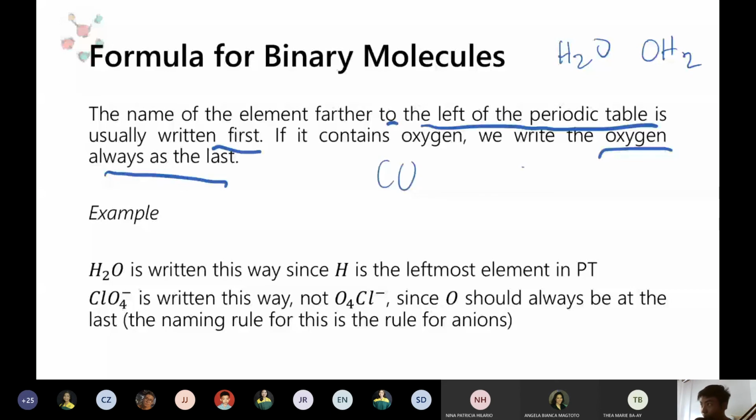So in CO2, oxygen is at the end. It can't be O2C, right? Why? Oxygen should always be last, and carbon is on the left side of oxygen. Ano pa? Ayun lang. So ganun lang. Similar yan dito sa mga anions natin, ClO4. Oxygens are always written last, so we do not write it as O4Cl minus. ClO4, yan. Kasi oxygen is always last.